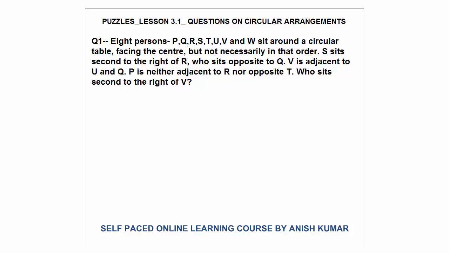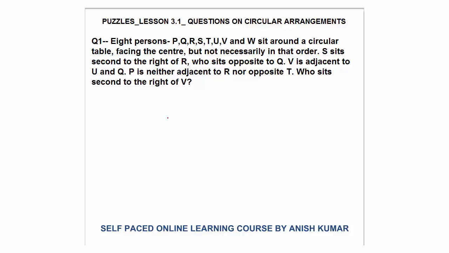In this lesson, I will continue with questions on circular arrangement. What you have to do in this lesson is pause the video, try to solve each and every question yourself, then look at the way I have solved. The first question is that 8 persons P, Q, R, S, T, U, V and W sit around a circular table facing the center, but not necessarily in that particular order.